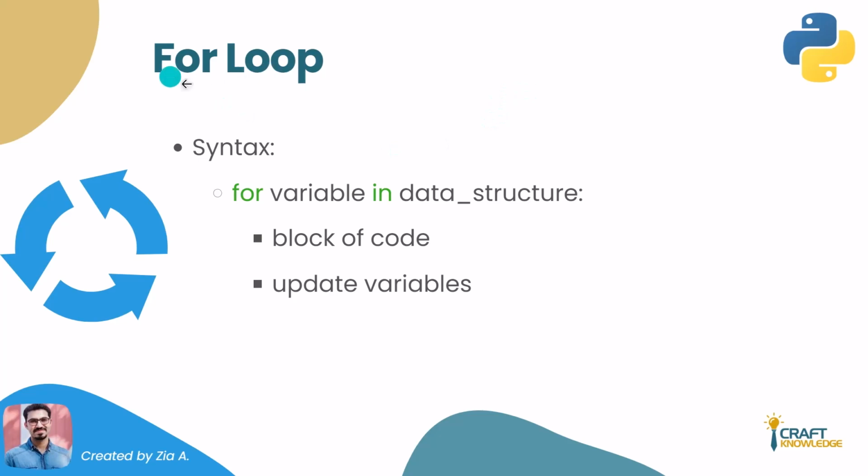Let's talk about the for loop. For loop makes your life very easy when you want to iterate over data structures. So here is the syntax. It says for, that is a keyword. Then here will be a controlling variable name, I'll explain what it is. For a variable in data structure, this in is a keyword again, and data structure is going to be either a list or dictionary or tuple or whatever, right? And then here you'll have the block of code.